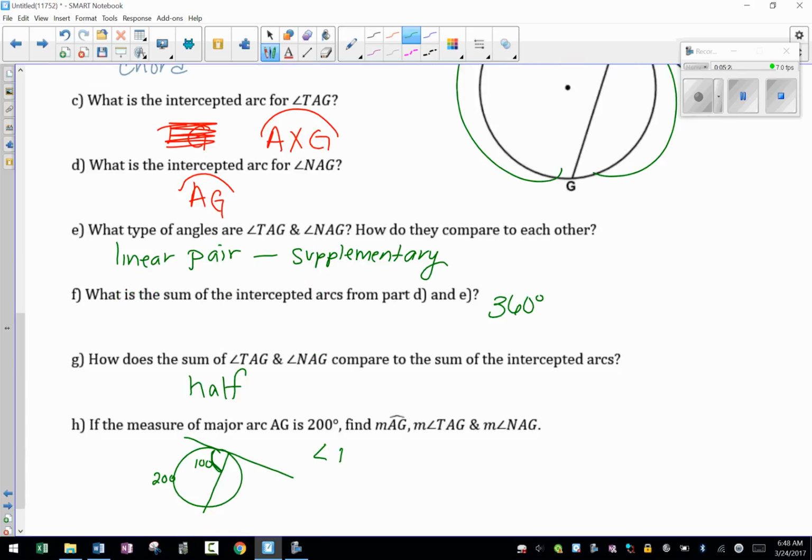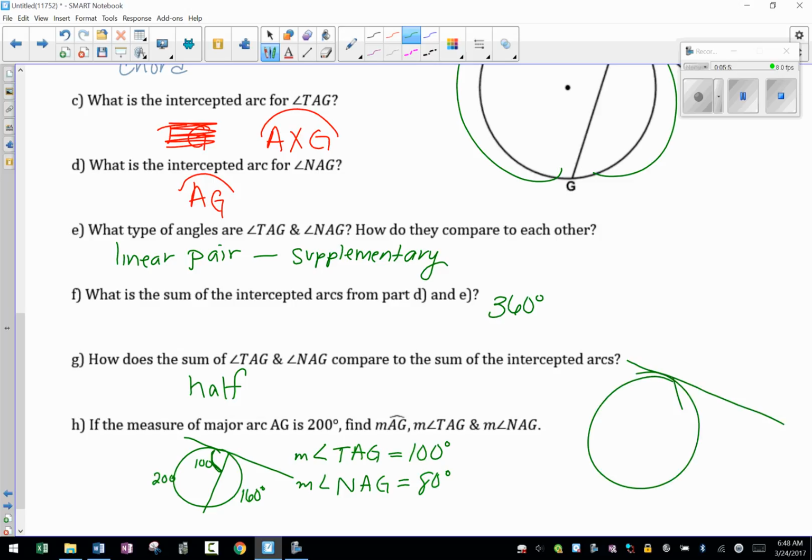So that would be angle TAG has the measure of 100 and the measure of NAG. So if this is 200, this would have to be 160, and half of 160 would be 80. Okay, so the rule you just learned is if you have an angle formed by a tangent and a chord, the angle is half of the intercepted arc. So it acts like an inscribed angle, it's just technically not an inscribed angle.